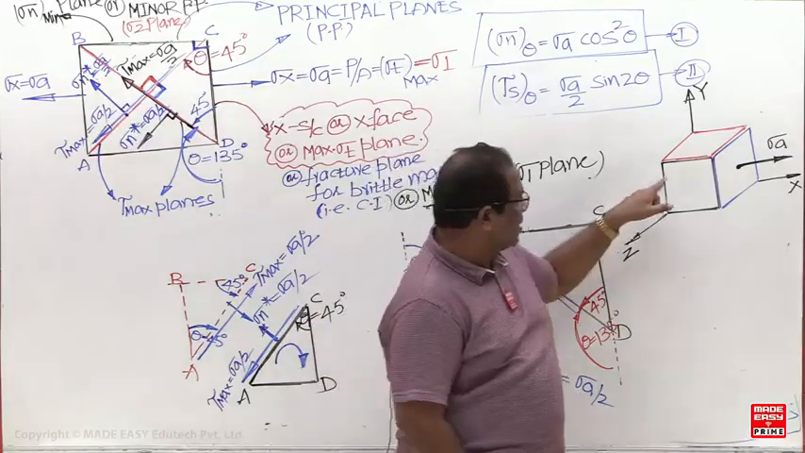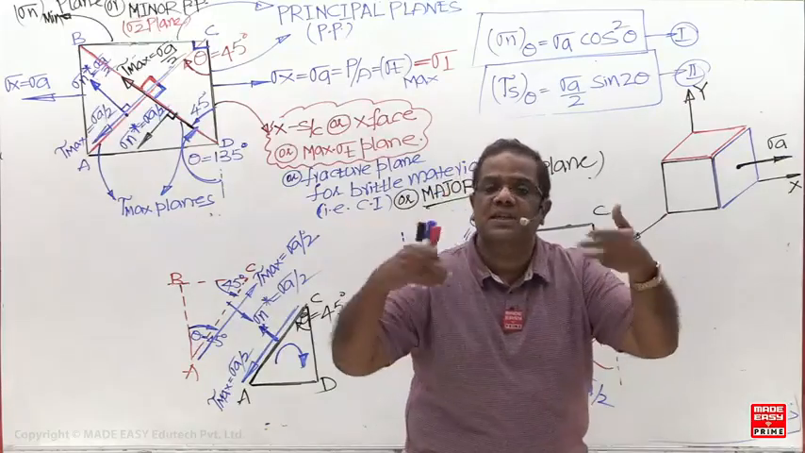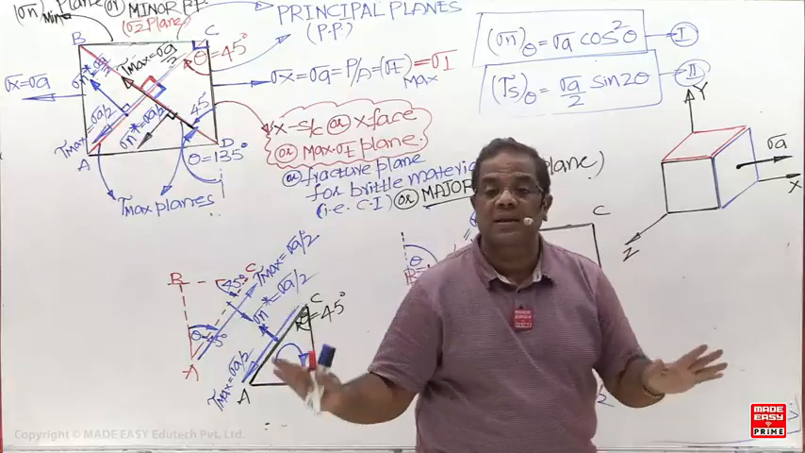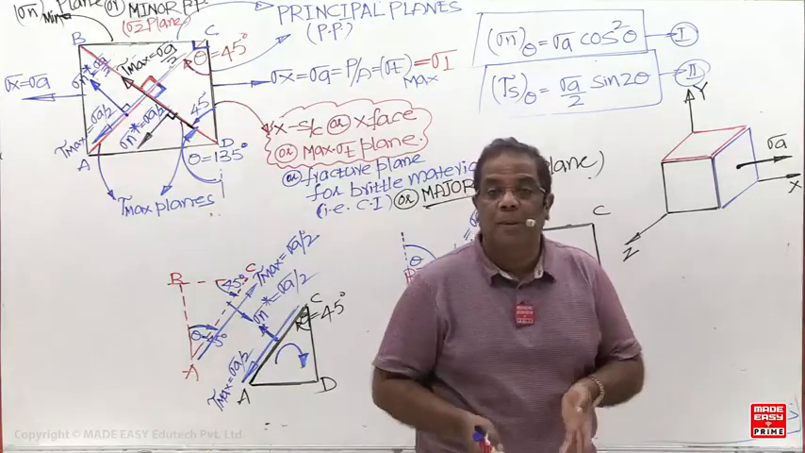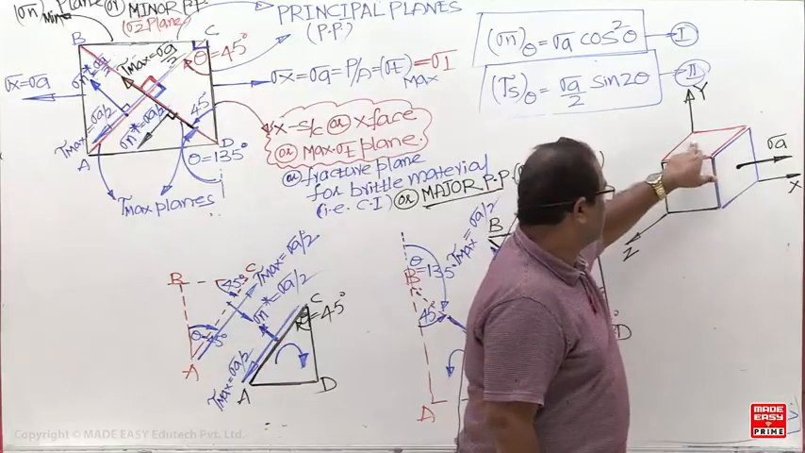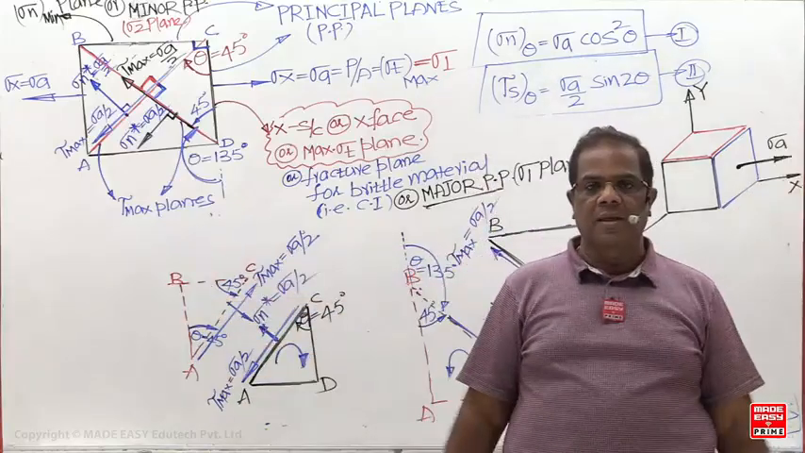Now you can tell me, on these three planes, which one is 0? On all three planes, shear stress is 0. So directly these three planes are the principal planes. A principal plane is a plane on which shear stress is 0. Here shear stress 0, shear stress 0, shear stress 0. So wherever shear stress is 0, that is the principal plane.